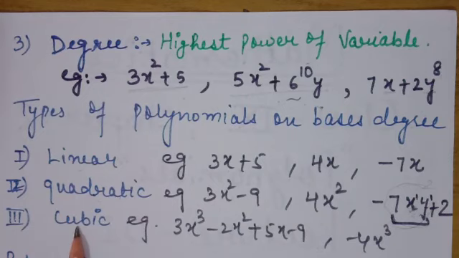Last is the cubic polynomial. When the degree of the polynomial is 3, we call it a cubic polynomial. So students, this is your topic, polynomials, and all the parts of the polynomial.